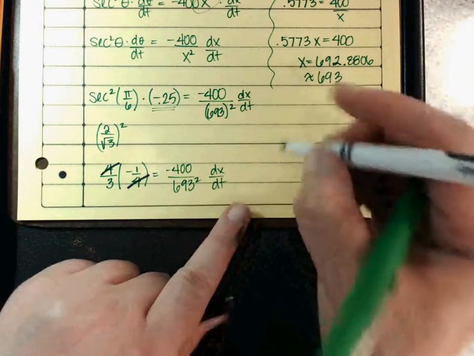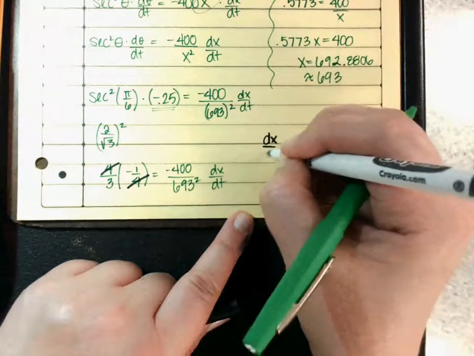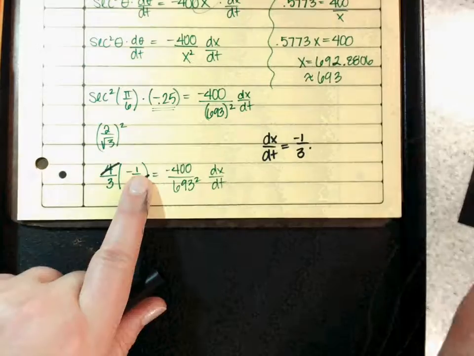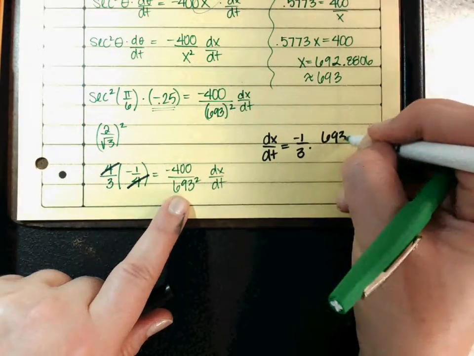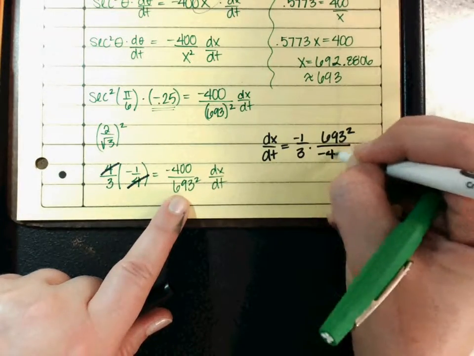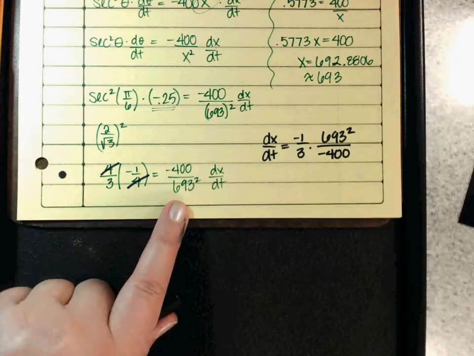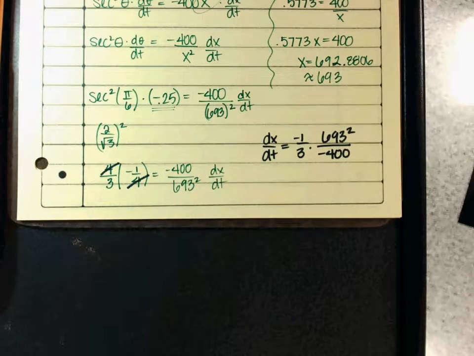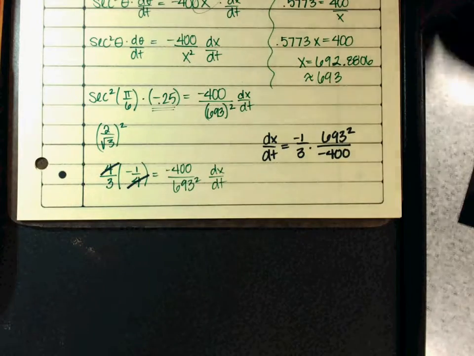So dx dt is going to equal negative a third times 693 squared over negative 400. Yeah? So I took this right here, and I just multiplied by its reciprocal. Now, overall, how's the sign going to come out? Positive. And I want you to think about if that makes sense in my picture.